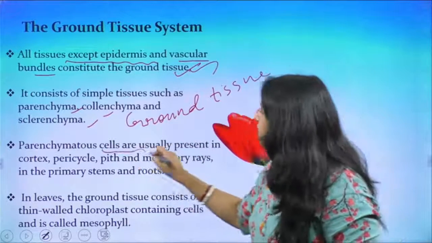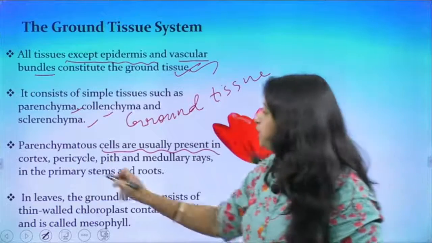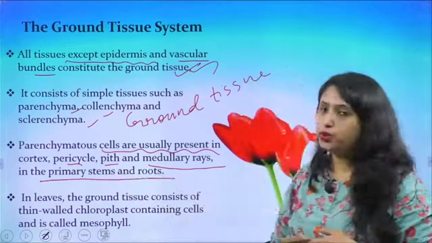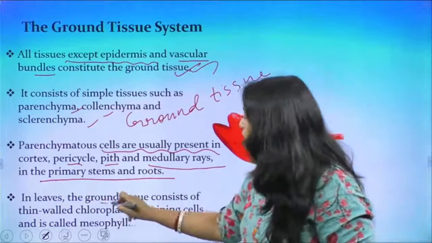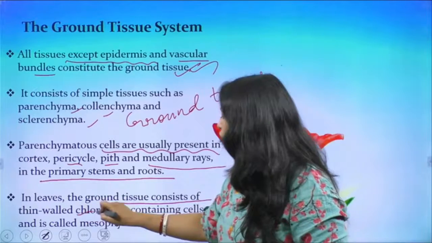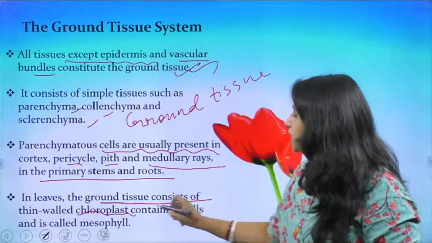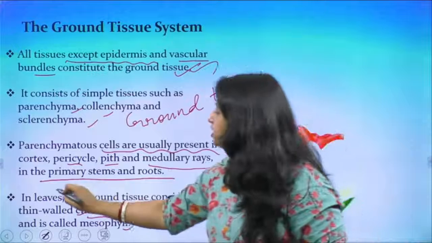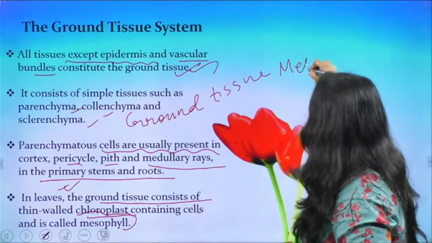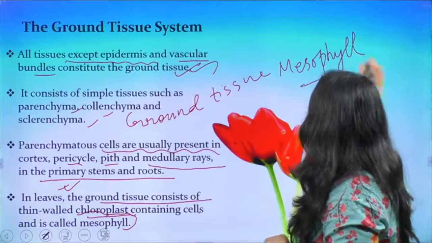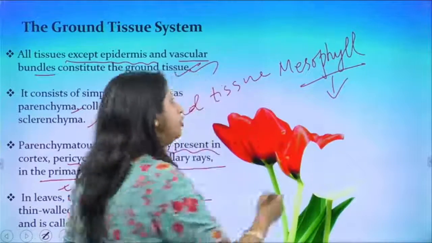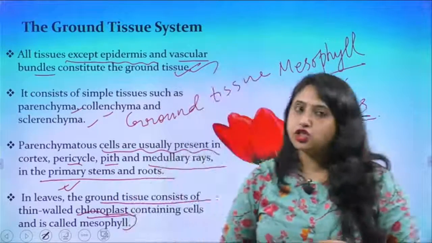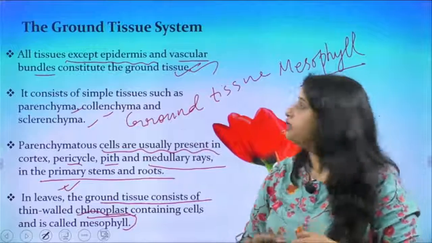Parenchyma cells are usually present in the cortex, pericycle, pith and medullary rays in the primary stems and roots. In the case of the leaves, the ground tissue consists of thin-walled, chloroplast-containing cells and is called mesophyll. So in the leaves, we will find mesophyll. All right, so this is all about the various tissues, the epidermal tissue and the ground tissue.